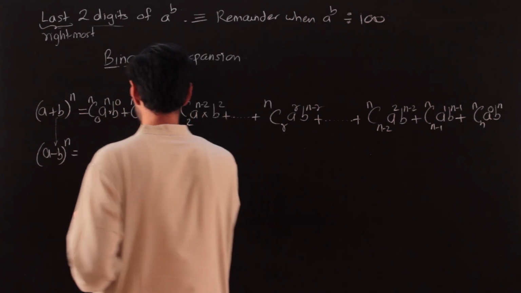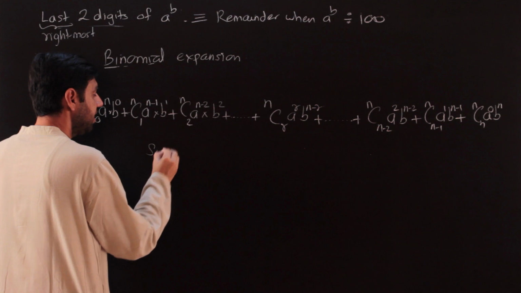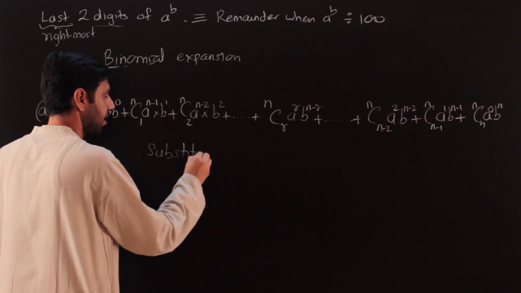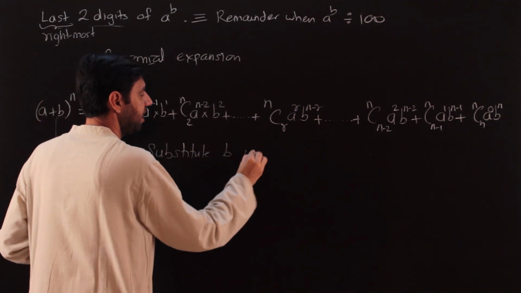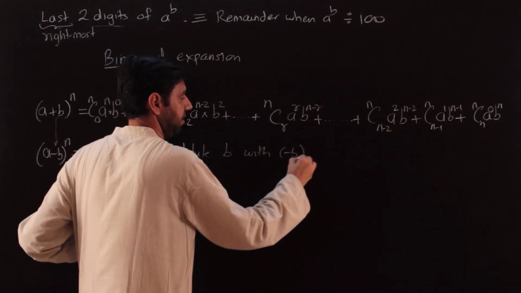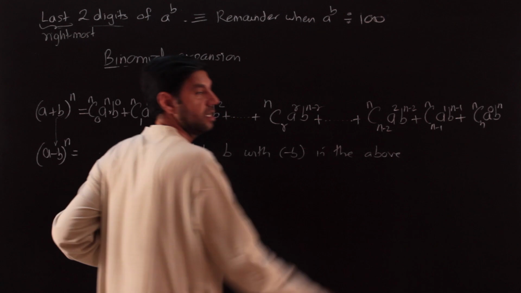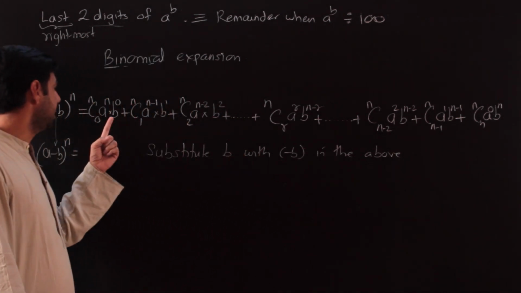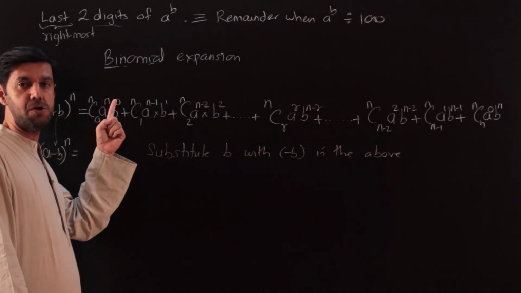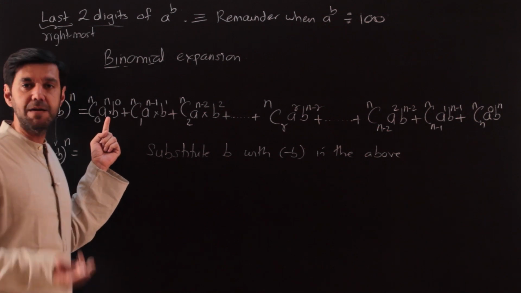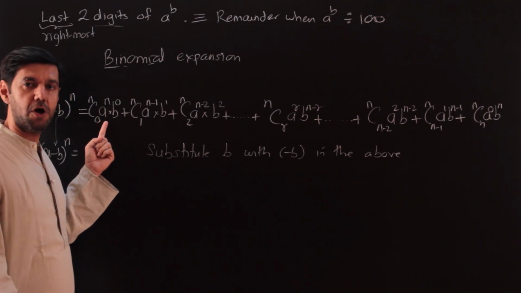All you have to do is just substitute the b with minus b. So I'm not even going to write this. All I'm going to say, in the above, substitute b with minus b. And that's it. Do not learn any new formula. So if this is (a minus b) raised to 0, minus b raised to 0 is 1. It's not going to make any difference.